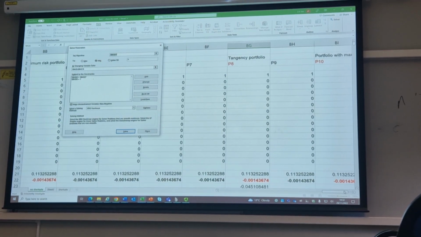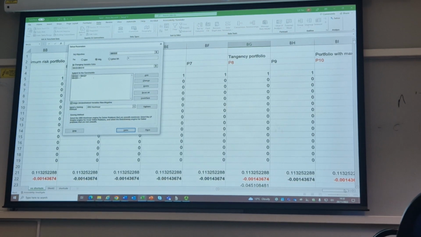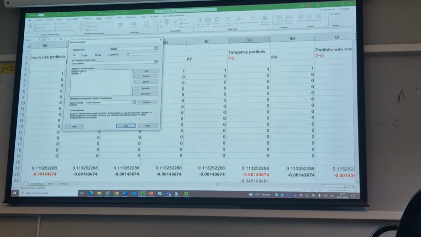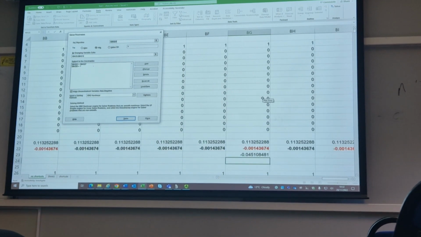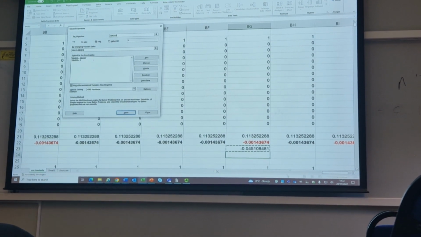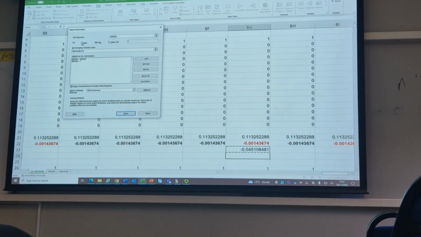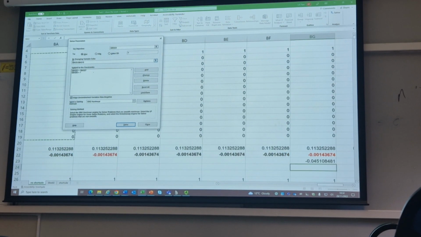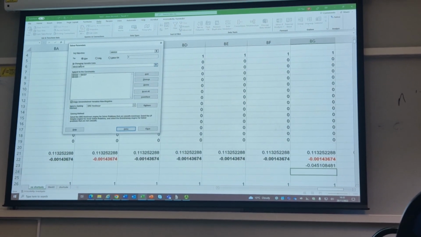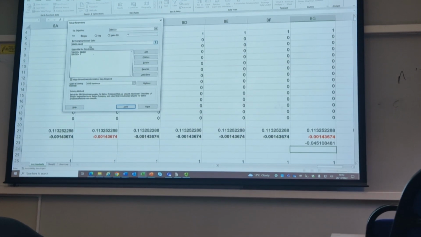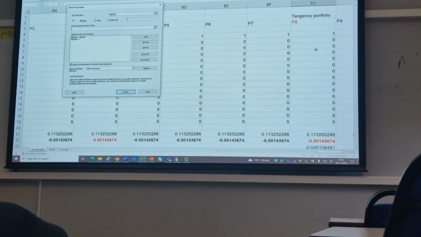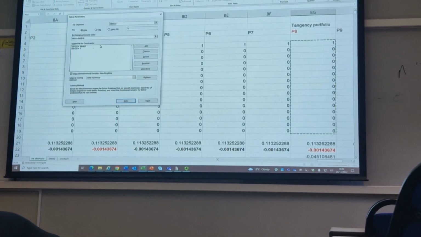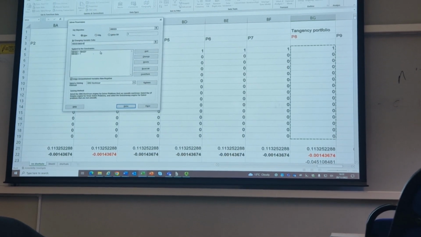So for the tangency portfolio, what's the objective? Maximize Sharpe ratio, right? So we click the Sharpe ratio cell, which we just calculated, and click max, so we need to maximize the Sharpe ratio. And then we set the changing variable cells. So this is basically the column of weights of this portfolio.